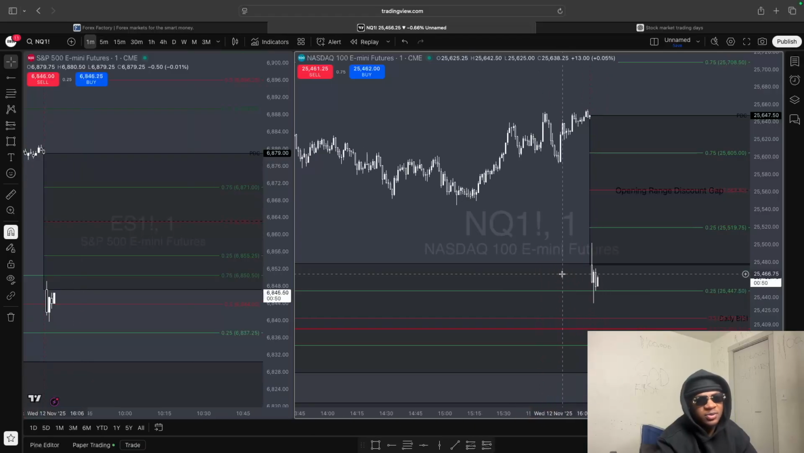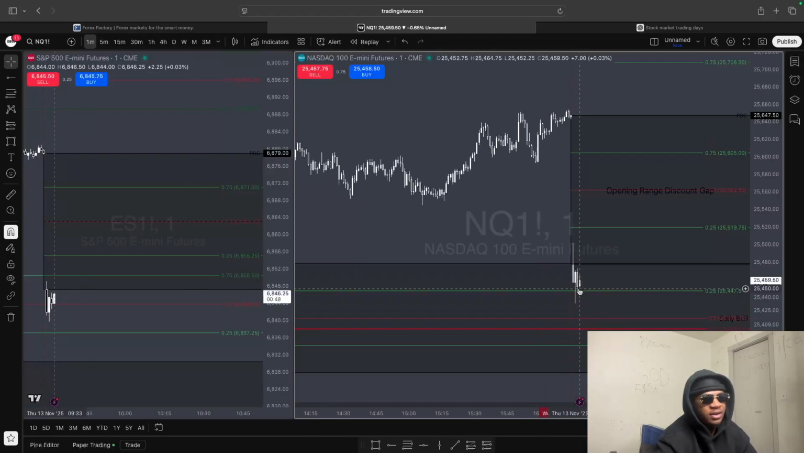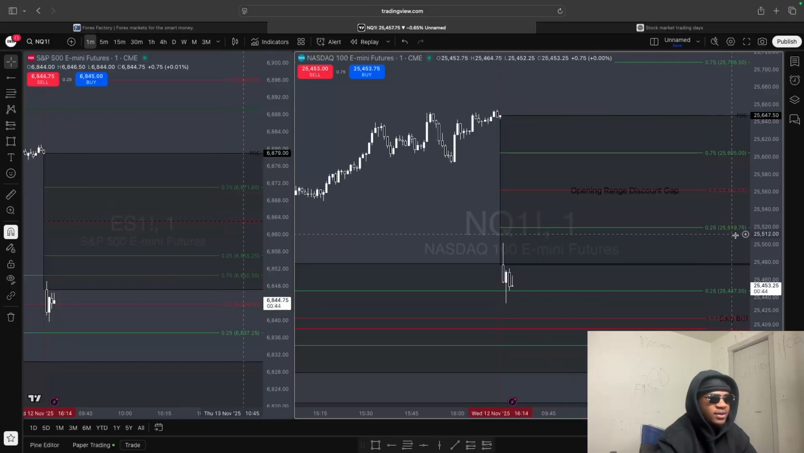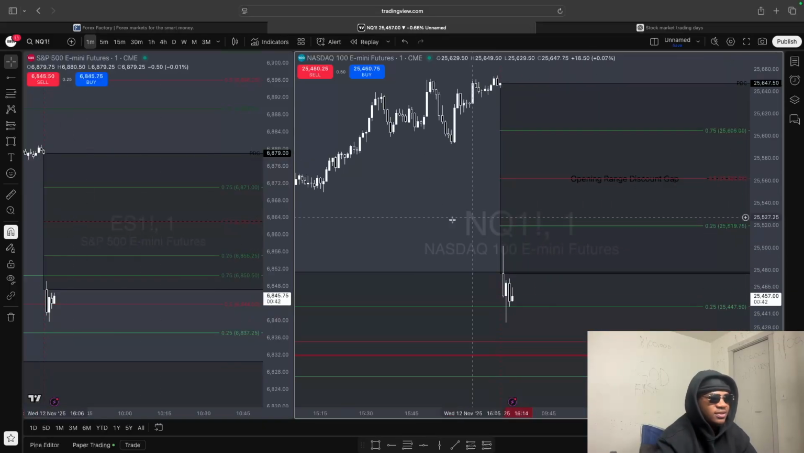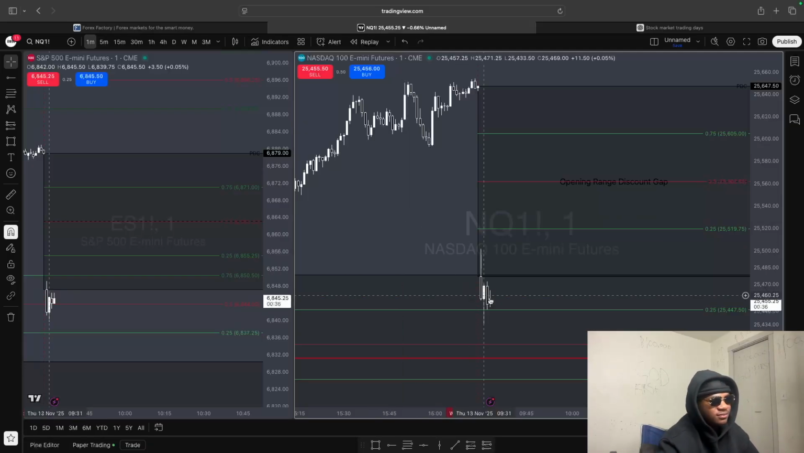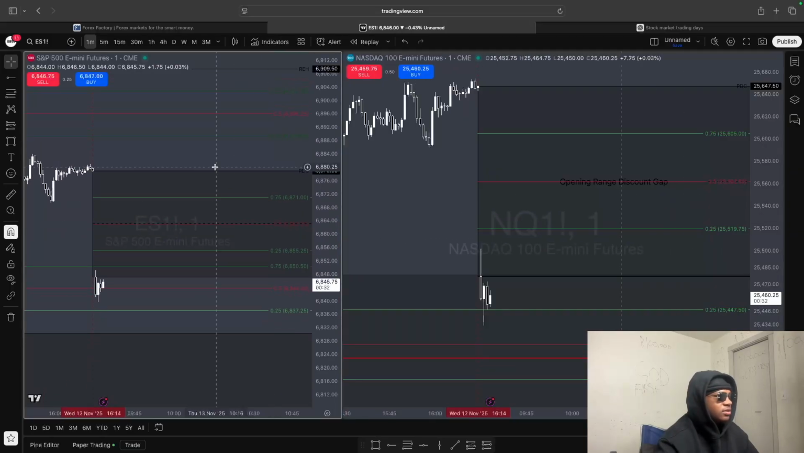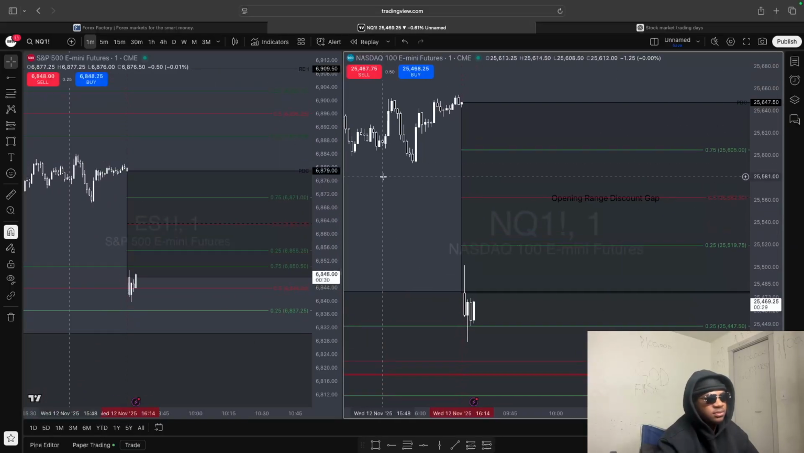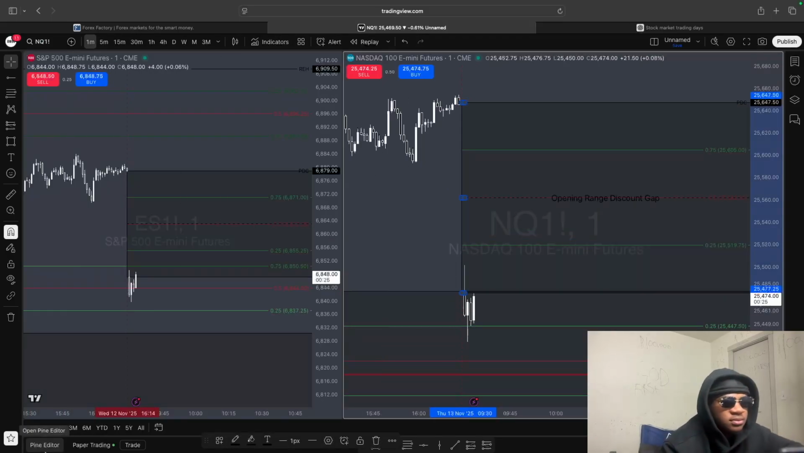But imagine if the first presented fair value gap gets created, the middle of the candle being on this quadrant. Ooh, boy, that'd be good. That would look lovely. Now I gotta see how big the gap was for the day, the discount gap.